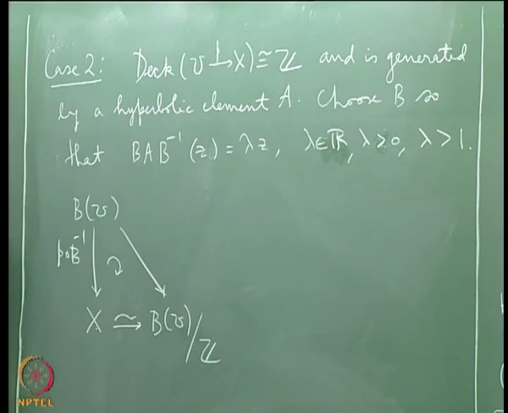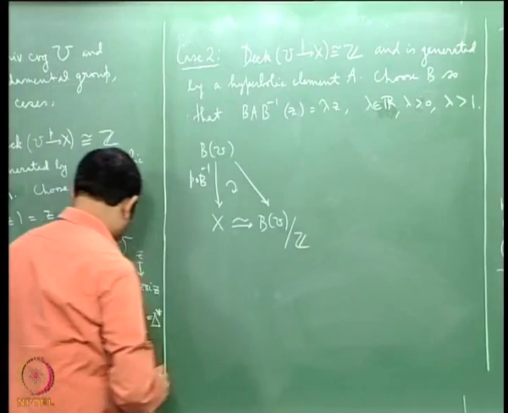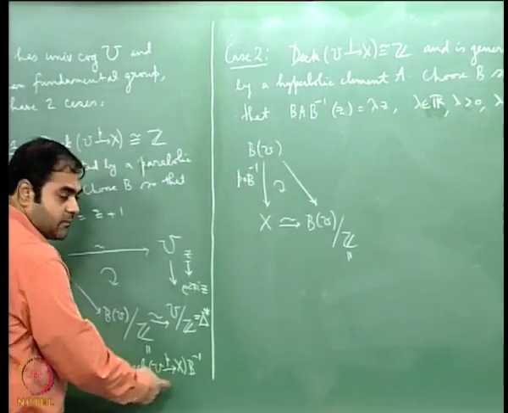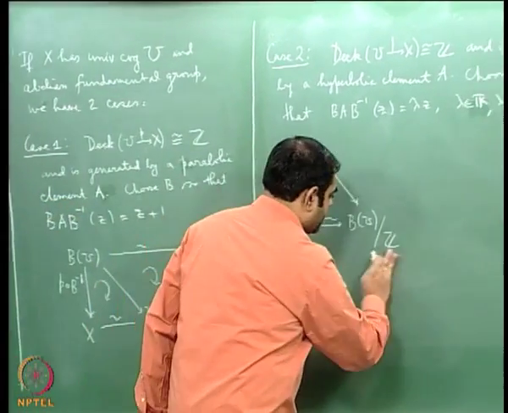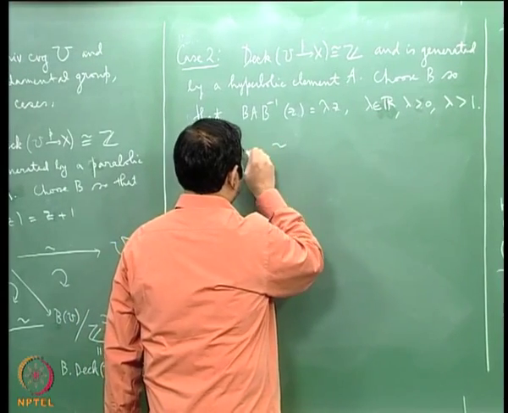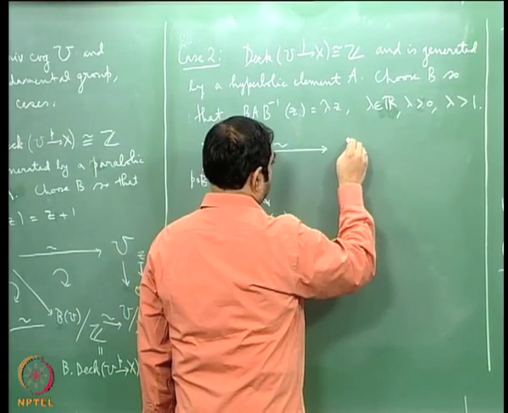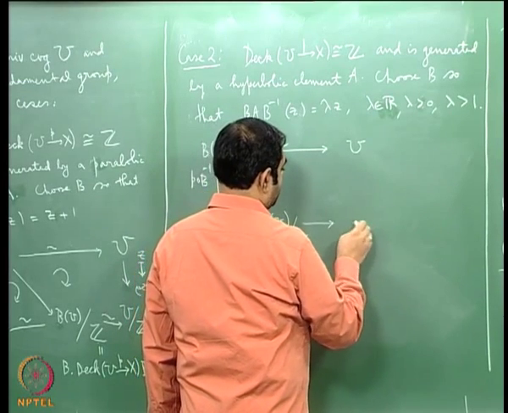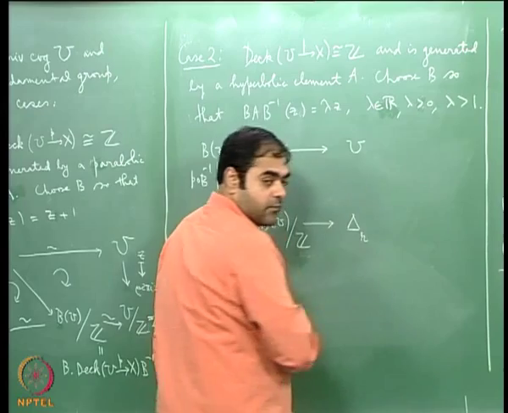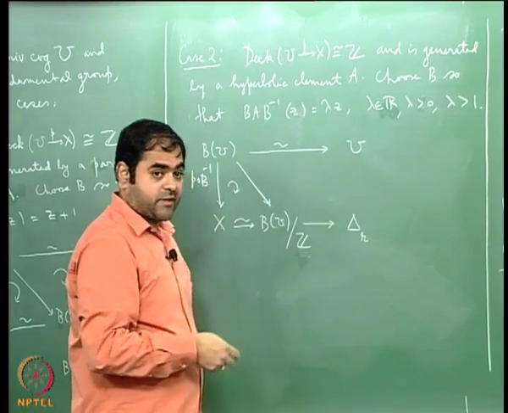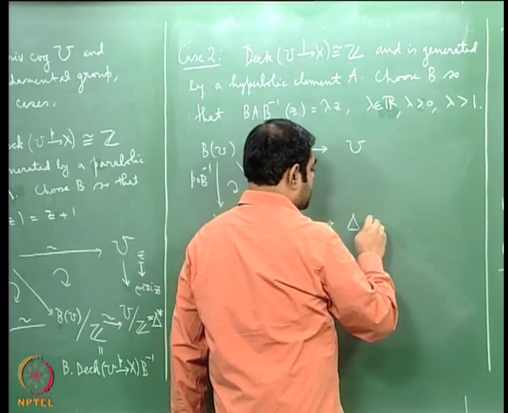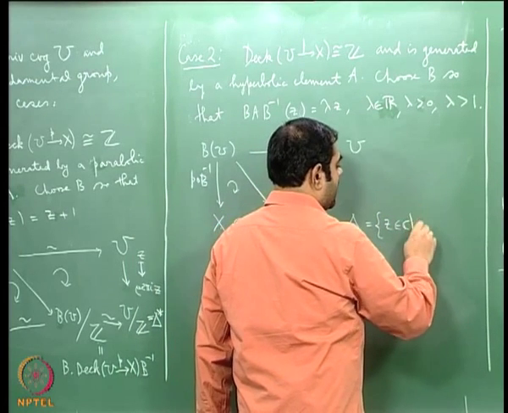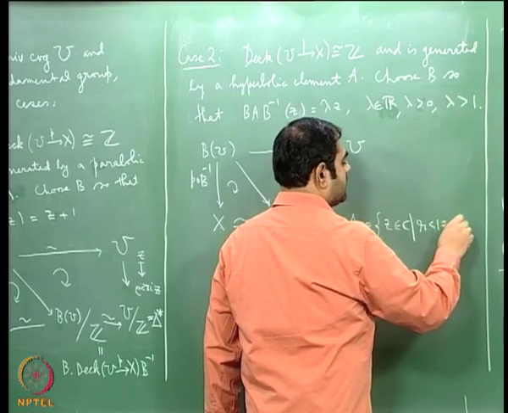Now this Z here being identified with the conjugate of the deck transformation group as before, so I will not write it down, but what I want to say is that I can identify this again with u, and I can identify this with delta sub r, okay. So this is something that I want you to check, okay. So this delta sub r is the set of all Z in C such that r is less than mod Z less than 1, okay.